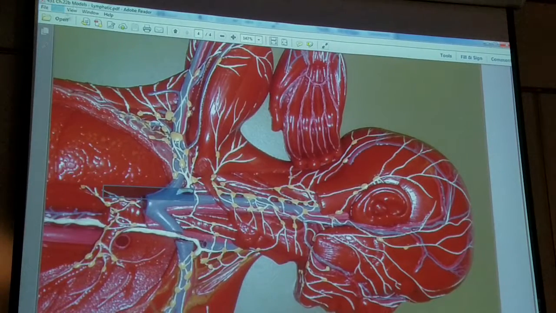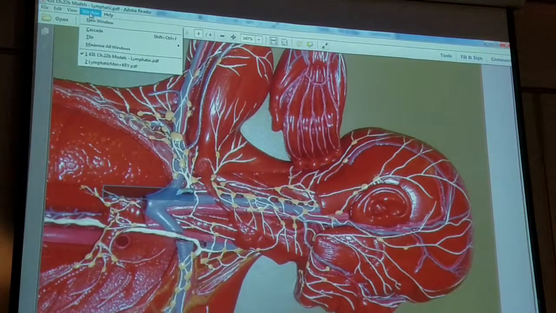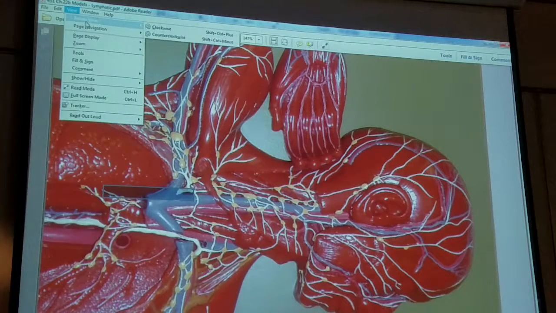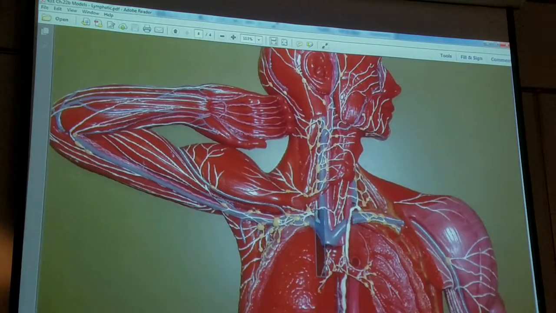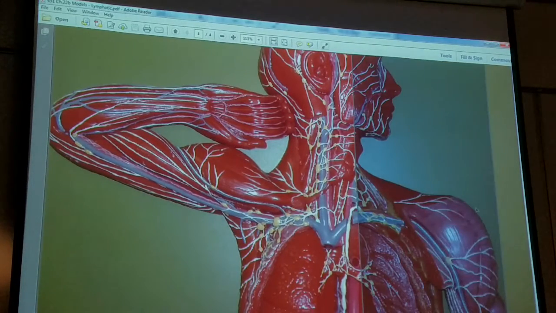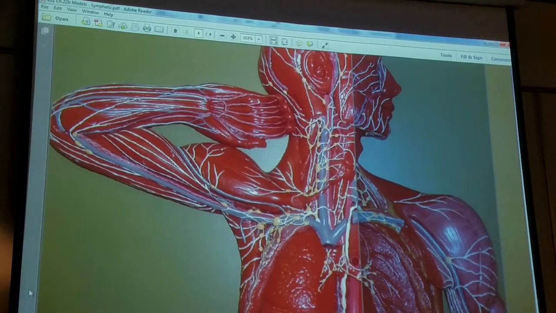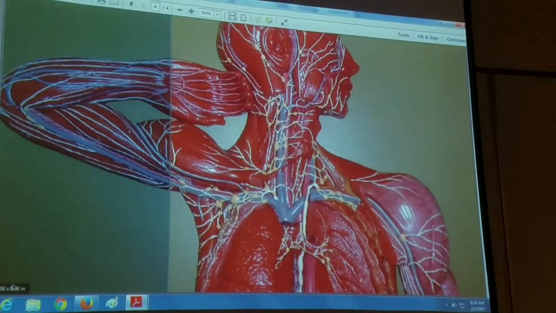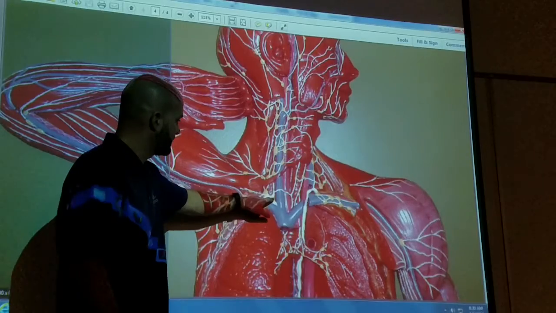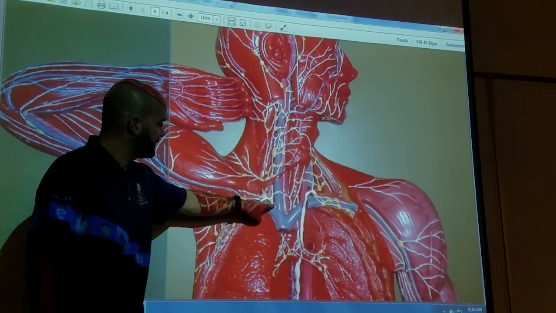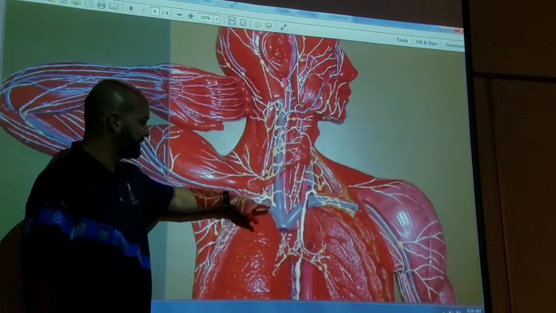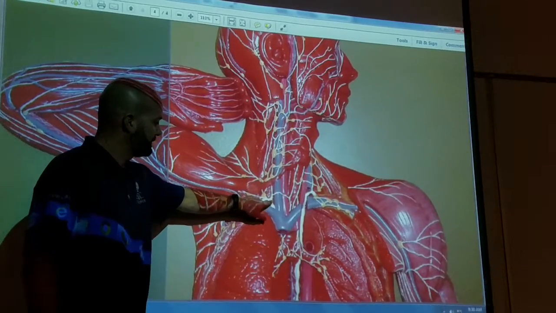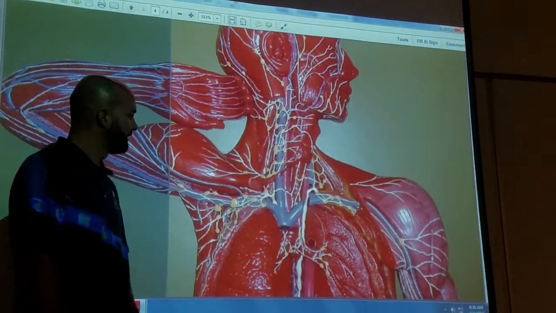Where's my rotate? So this is a better view. So what's this little piece here? And we shouldn't have that yellow circle there. There isn't going to be a lymph node on the duct. But this little piece is.